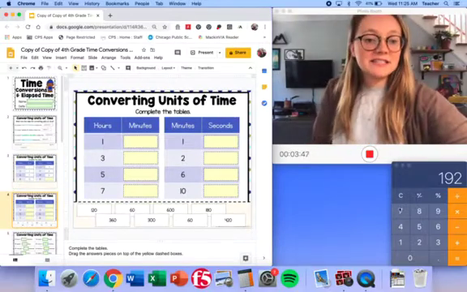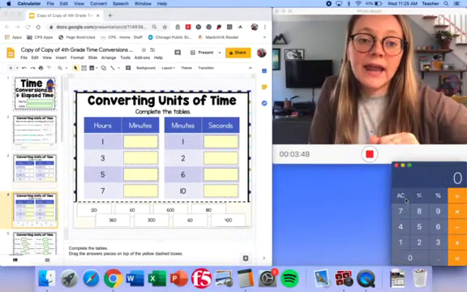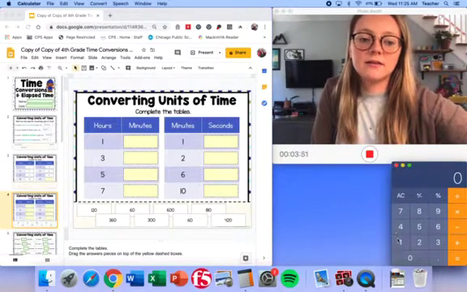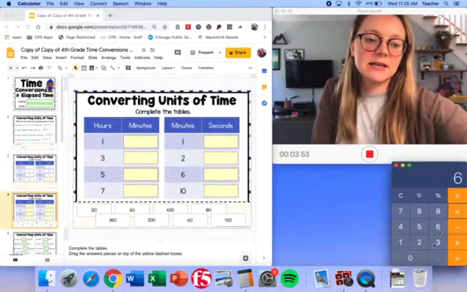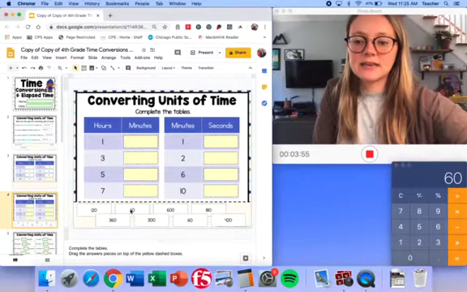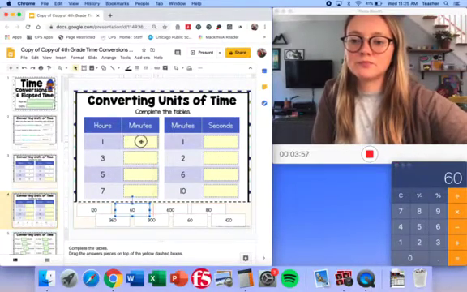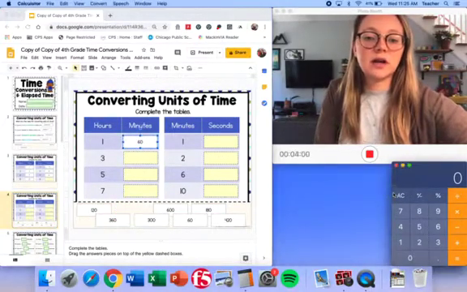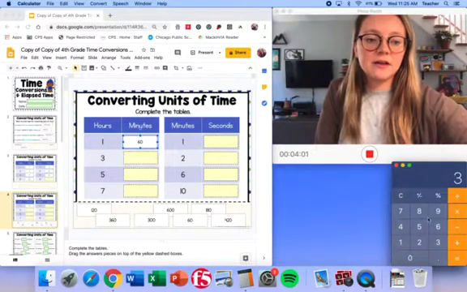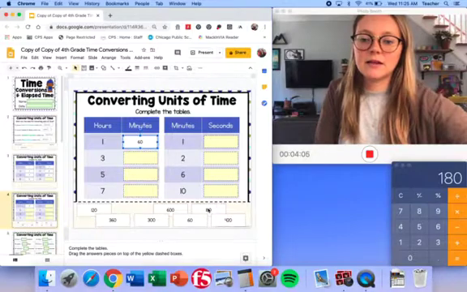Let's go from hours to minutes. In 1 hour, we have 60 minutes. So I'm going to do 1 times 60, which is 60. So I'm going to drag up the 60. Then I'm going to do, it wants to know for 3 hours, there are 60 minutes in each of those hours. So 3 times 60 is 180.